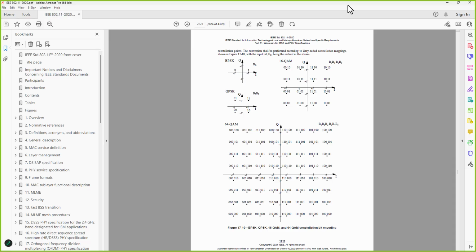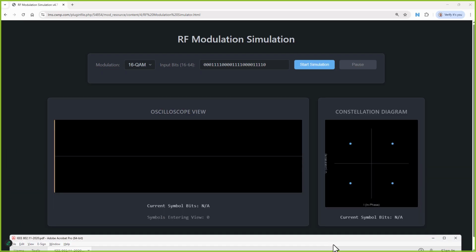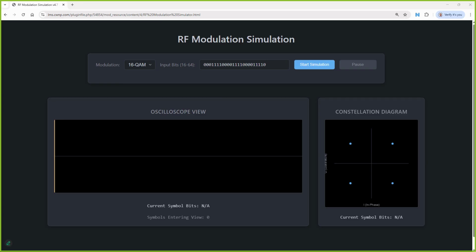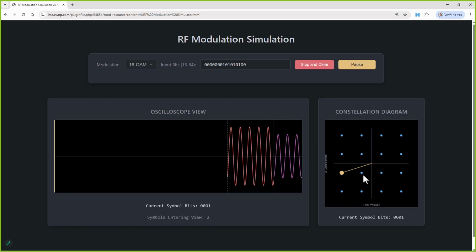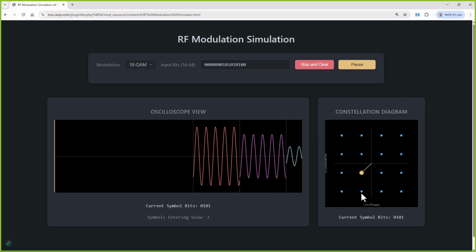Okay, so if we take a look at 16 quadrature amplitude modulation now, and let's just, for our constellation that will be over here, let's just do the lower left quadrant, which is 0000, 0001, 0101, 0100. And then we start the simulation. And you can see we've got the far lower left. We should go up next. Then we'll go over. Then we'll go down.